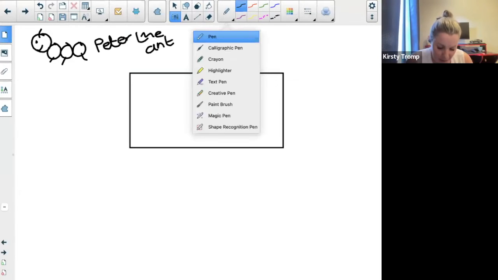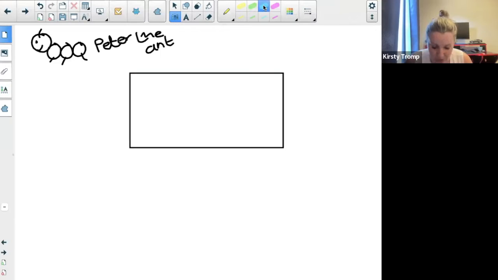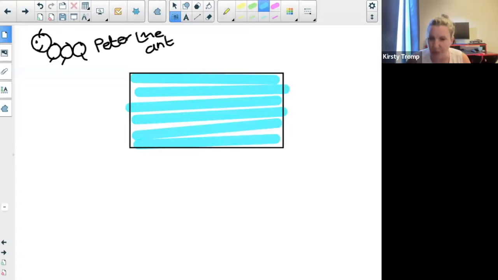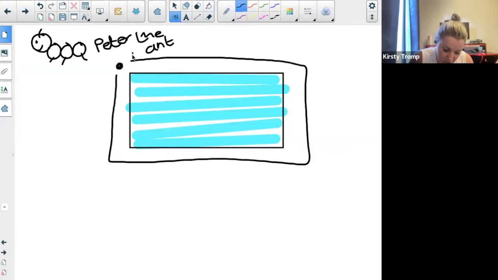Now, why does Peter the ant help me? Well, if I'm thinking of perimeter, I think to myself, I've got a swimming pool, and the swimming pool is filled with water. In order for Peter the ant to get from one side of the swimming pool all the way to the other side, he's got options.